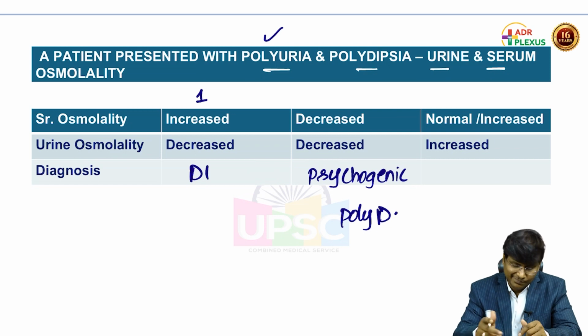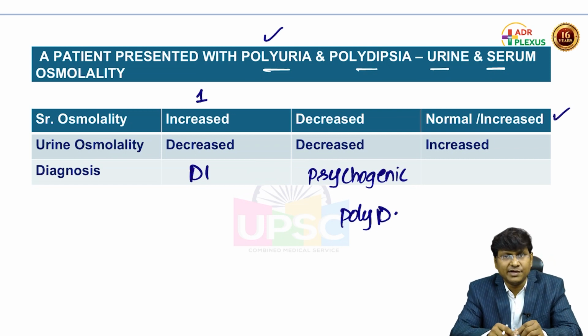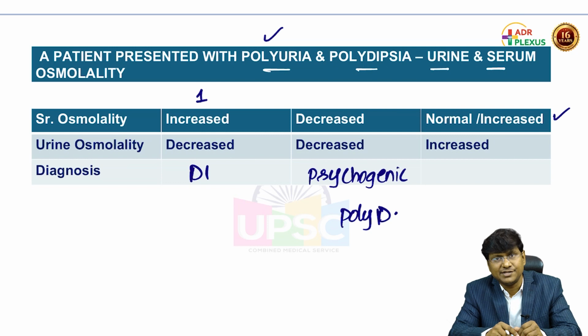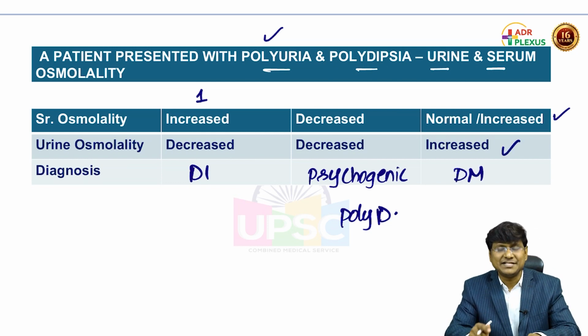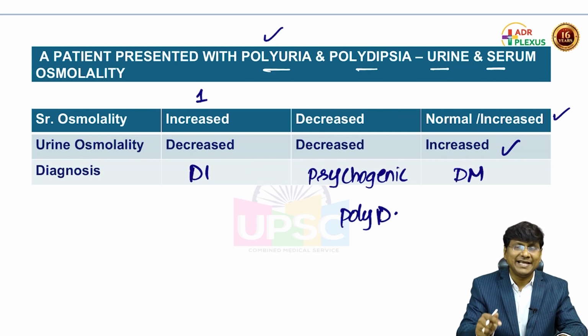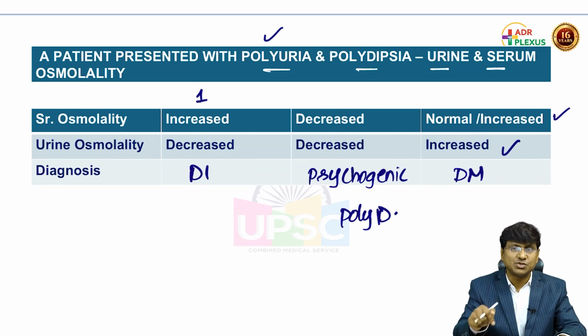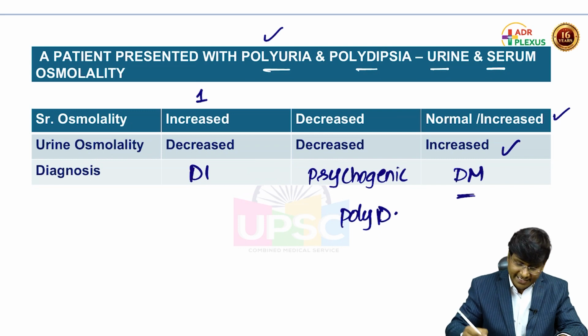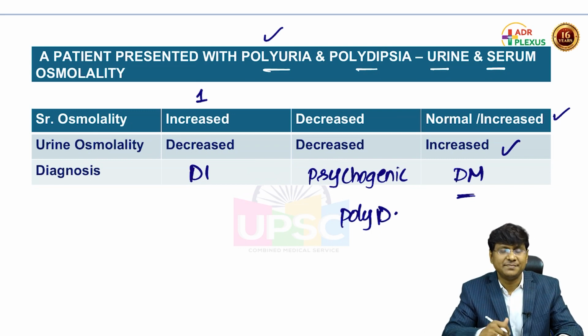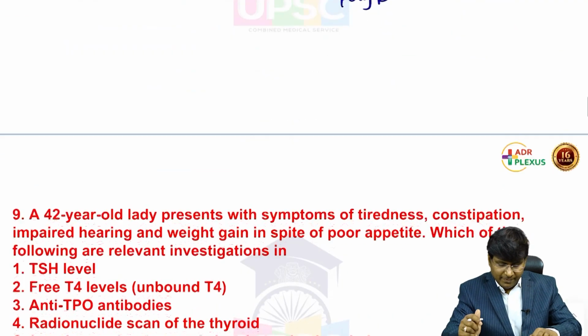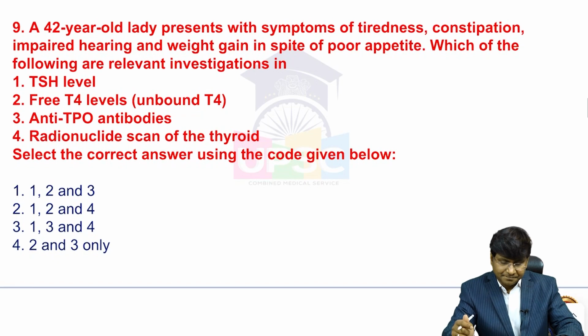And you take the third, that is the serum osmolality will remain normal or increased, and at the same time the urine osmolality is increased. You see that in diabetes mellitus. Why is the urine osmolality increased? That is because within the urine you have an excess amount of glucose in diabetic patients. So there is glucosuria. So that is the reason why in diabetes mellitus the urine osmolality is increased. Okay, so this is about the patients presenting with polyuria and polydipsia in these 3 different scenarios, right?